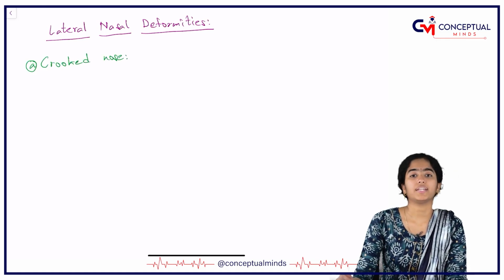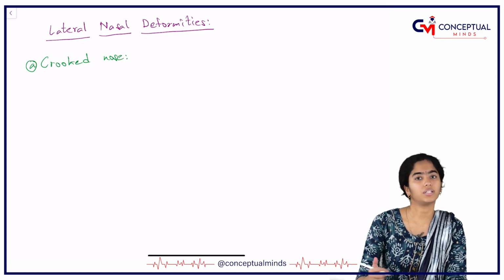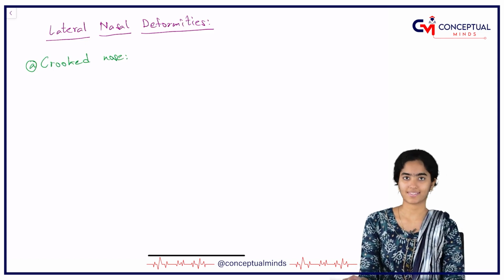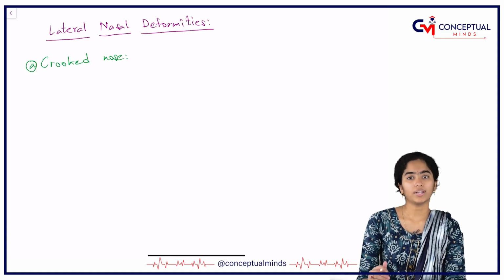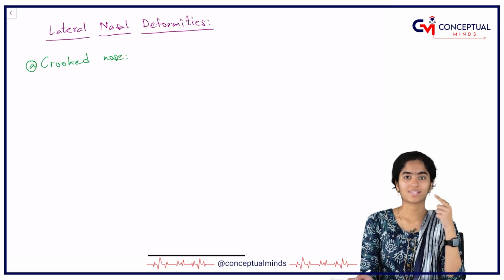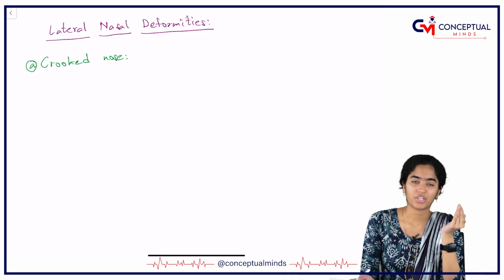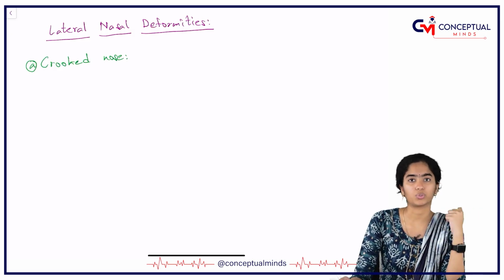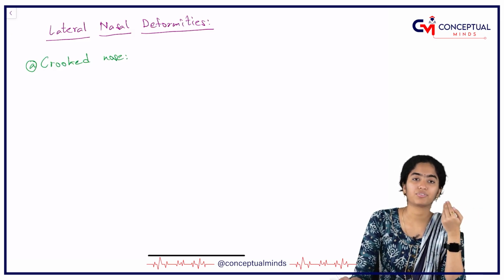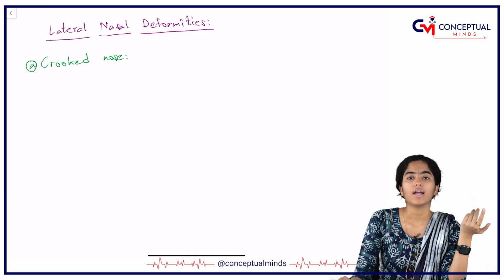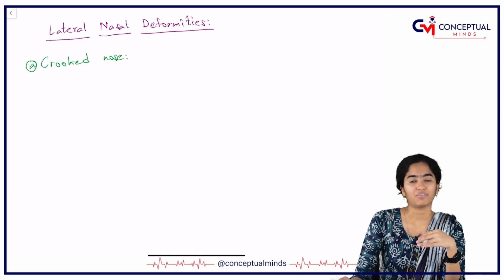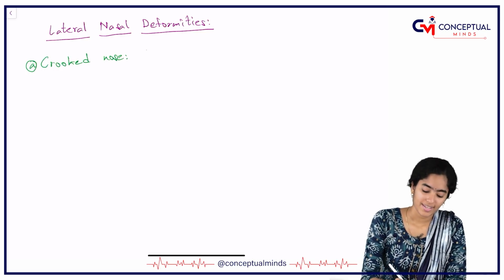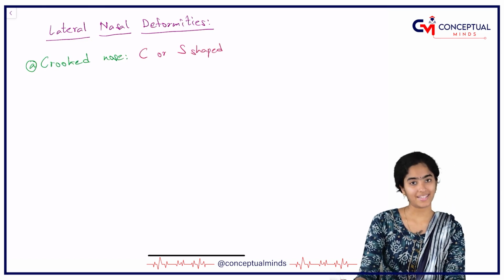Now, these are usually due to an underlying septal deformity that is being reflected in the external nose. Crooked nose means the dorsum of the nose is crooked. It is C-shaped or S-shaped. It is towards one side, either to the left or to the right. That is why it's called lateral. If it is towards the right, we call it right crooked, and if it is towards the left, we call it left crooked deformity. Usually C-shaped or S-shaped deformity is seen.